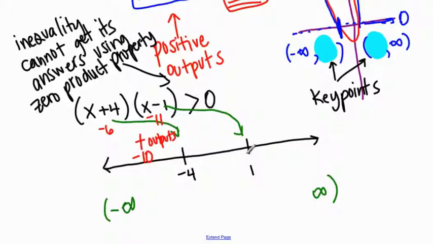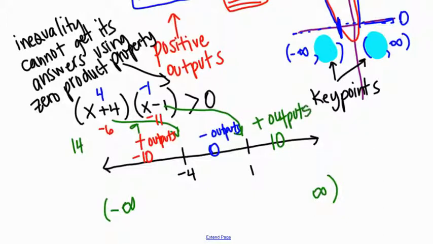If I try between negative 4 and 1, I'll put a 0 in. I would end up with 0 plus 4 is 4, 0 minus 1 is negative 1. That would be negative outputs. Negative 4 is not greater than 0. Then if I try over here on the last interval, if I put a 10 in, I would get 14 times 9. 14 times 9 is a positive output. I need positive outputs because I want greater than 0.